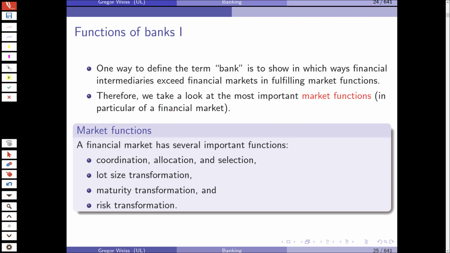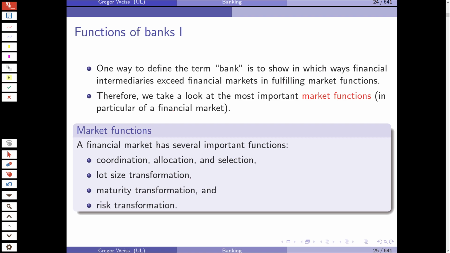You're not a trader. That's a big difference. You don't have a license. Okay. Lot size transformation. If I need 50,000 euros and you have 1,000, you have 2,000, we need to transform these lots into my lot. Losgrößentransformation in Germany. You have less cash. I want a big car. I need more capital. We have to transform the non-matching lots.